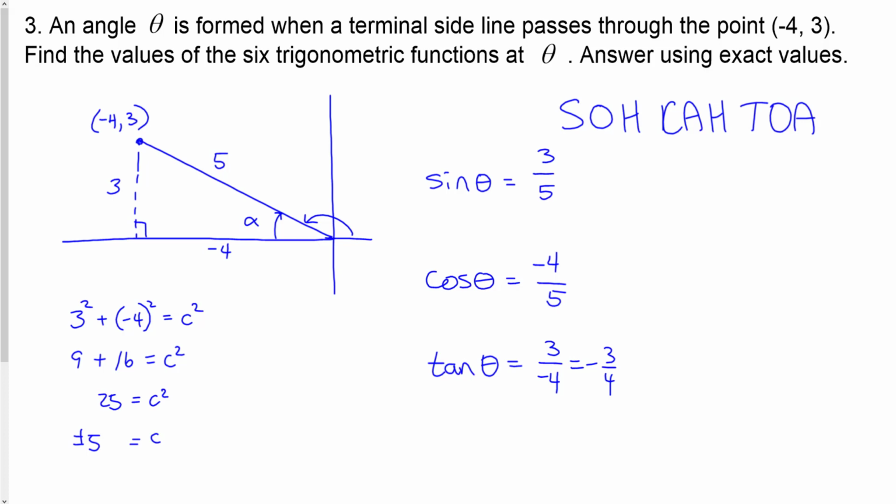All right, then the remaining trig functions, cosecant, secant, and cotangent. These are just the inverses of the first 3 trig functions. So just remember which ones pair together. So cosecant goes with sine. It's the inverse of sine, so 5/3. Inverse of cosine, secant, negative 5/4. Inverse of tangent, negative 4/3.